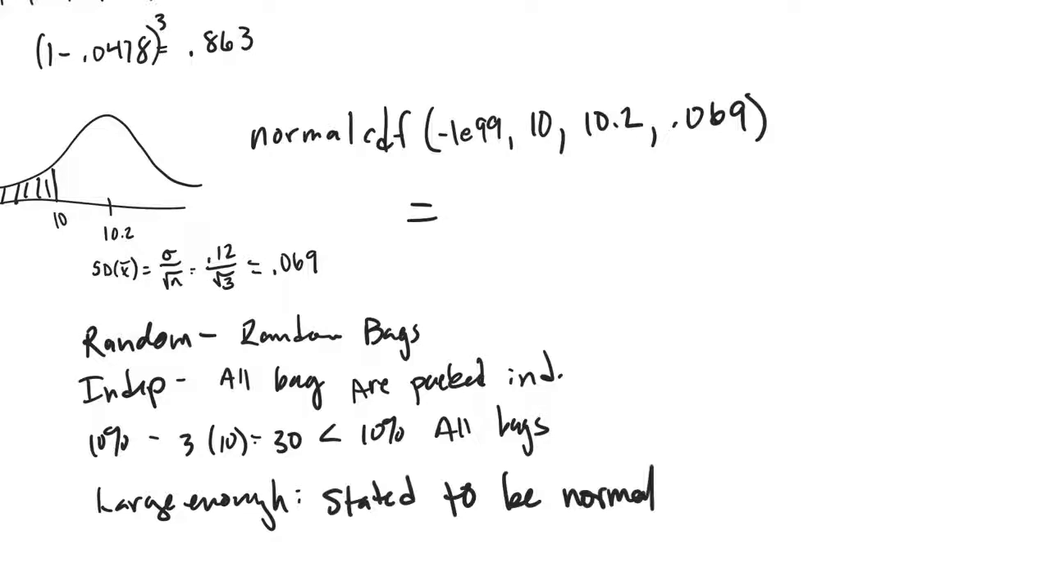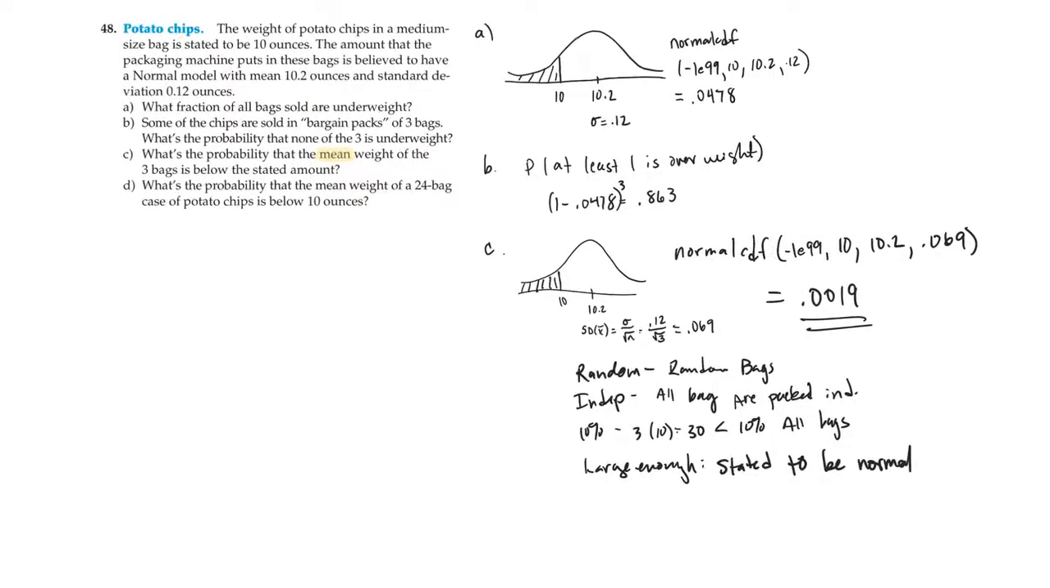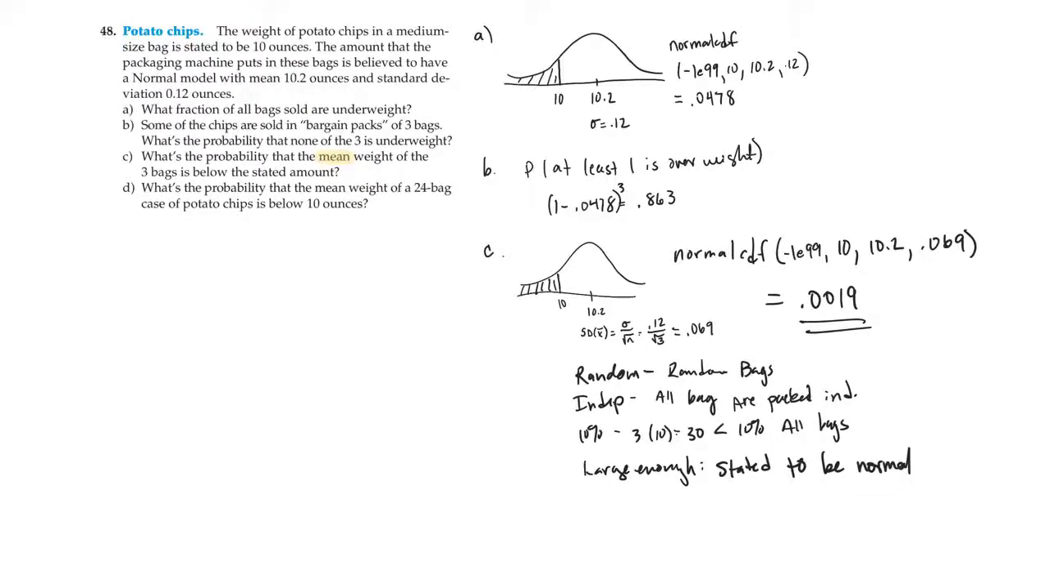Okay, you've gotten the calculators out. What's the probability? Let's go back up here to normal CDF. What did you get when you used 0.069 as your standard deviation? Yeah, it rounds to 0.0019. So if you move that to a percentage, you've got less than 0.2% of a chance of walking into the factory and selecting just 3 bags that are all underweight. They're not that frequent. They shouldn't happen. Okay? And so that would be the answer to part C. Sorry.